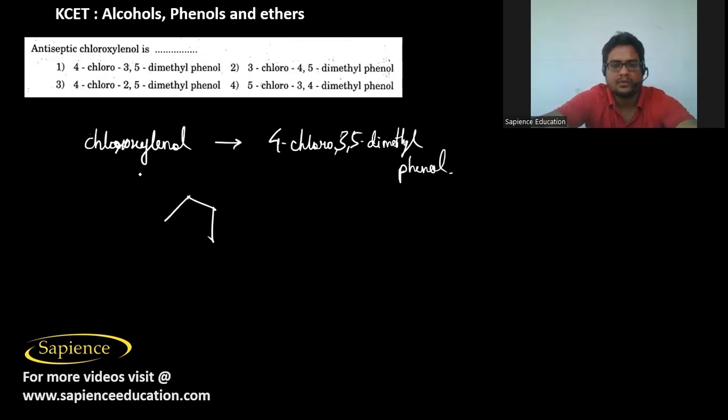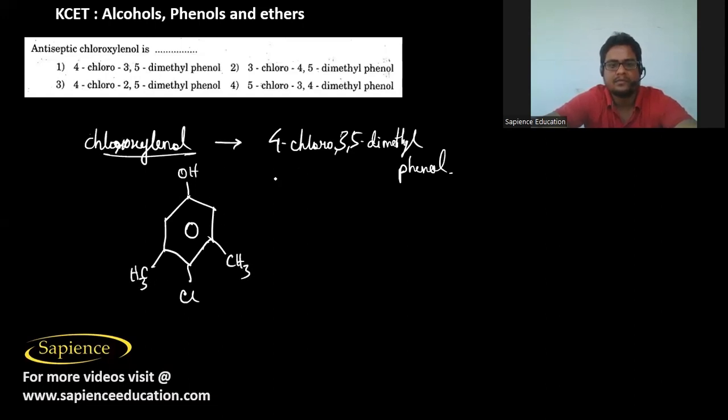So chloroxylenol, it is like this. Phenol is there, and it is 4-chloro 3,5 dimethyl phenol. So this one is called the antiseptic chloroxylenol. So it means that option 1 is the correct answer.